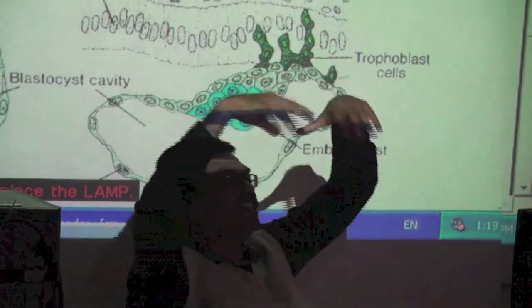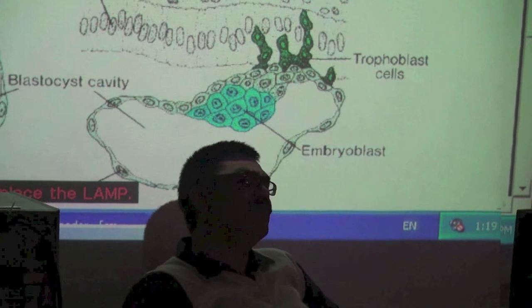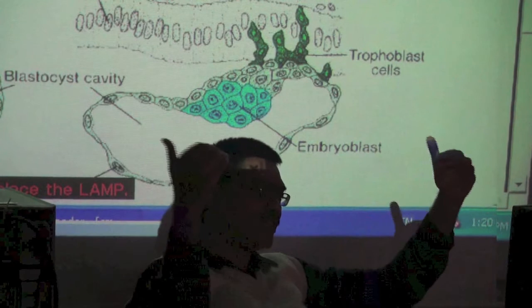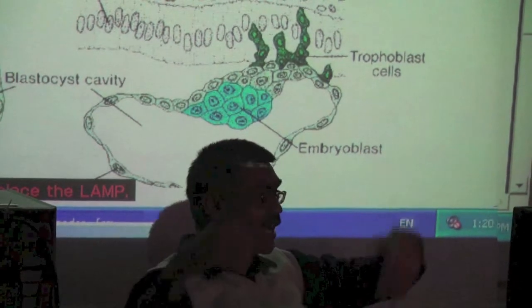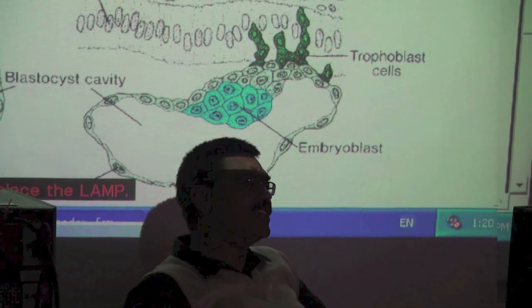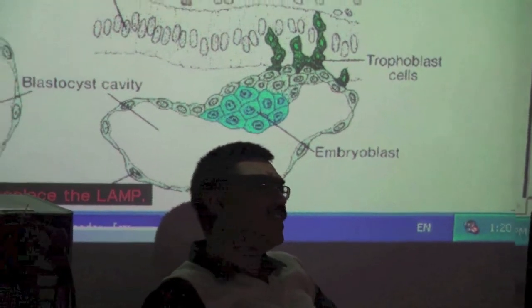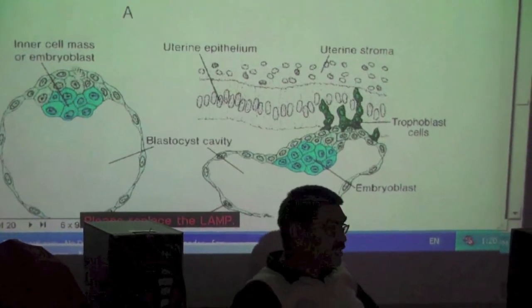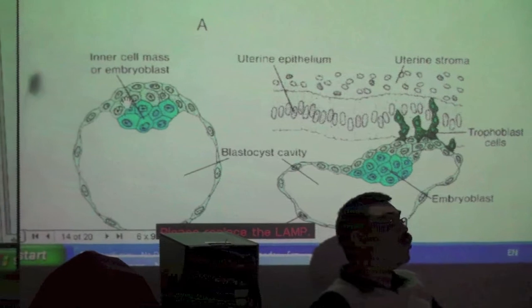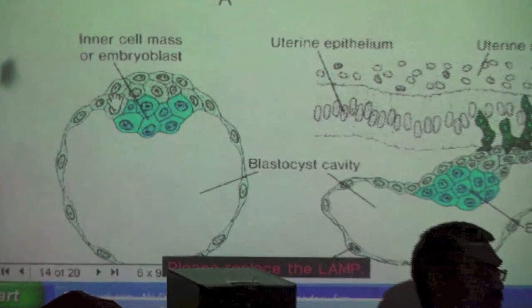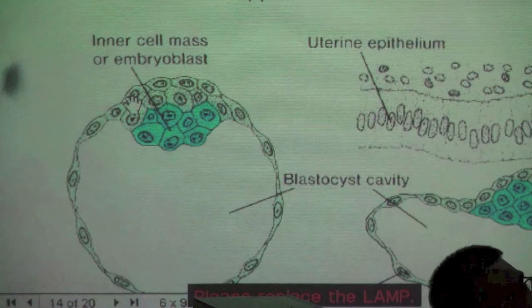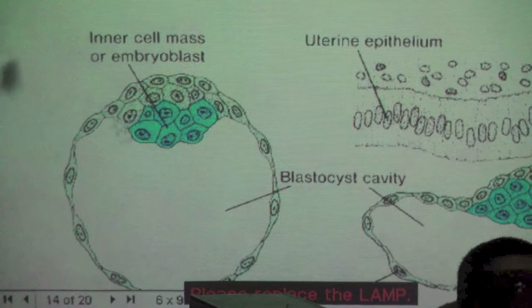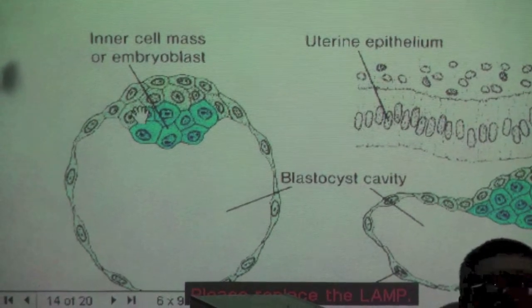Now, when the number of cells increases, some of these cells start secreting a fluid, or we can say that some fluid comes inside. And when the fluid comes inside, this space is created. Some cells are pushed towards the side and some towards one pole. Now this stage is called blastocyst stage, or blastula. So the morula is only a mass of cells. Now this blastula develops a cavity called blastocyst cavity. And this is inner cell mass and this is outer cell mass.